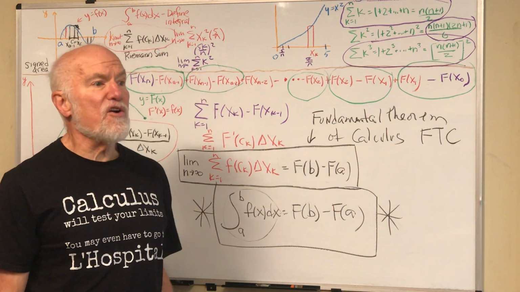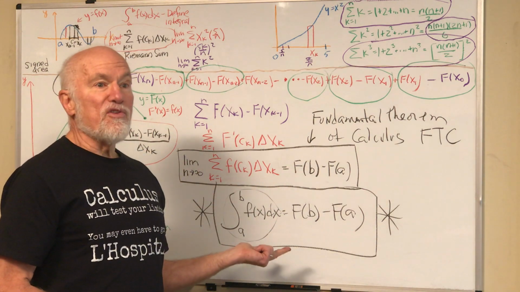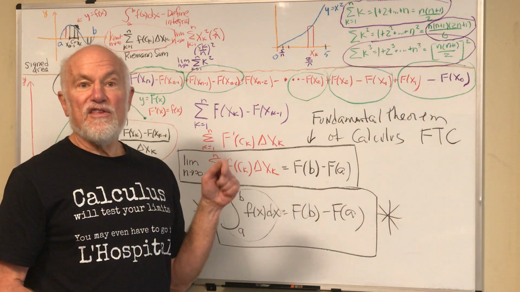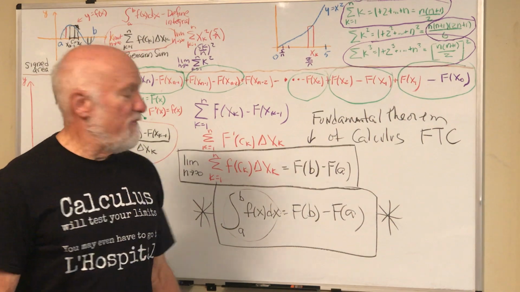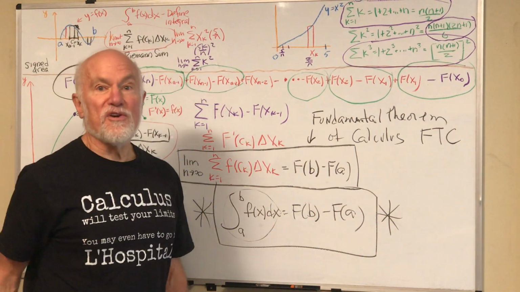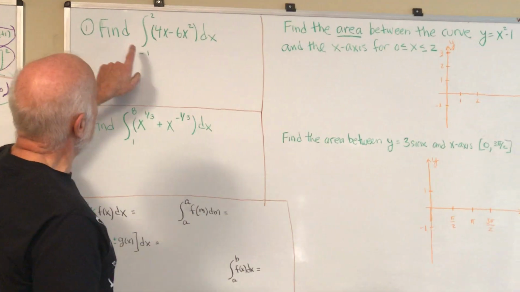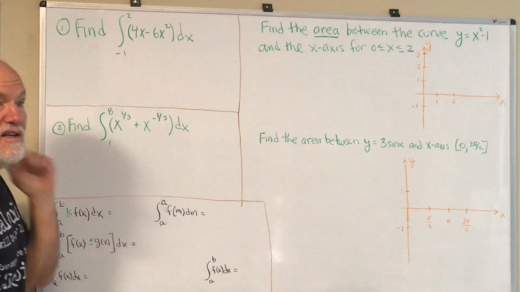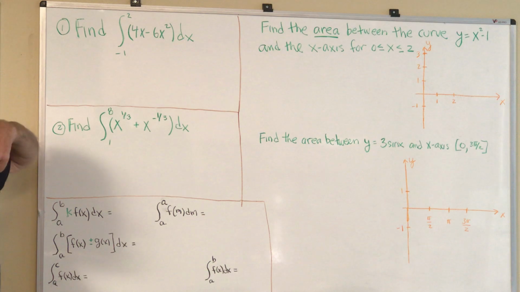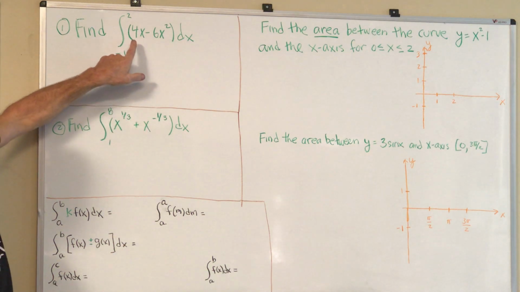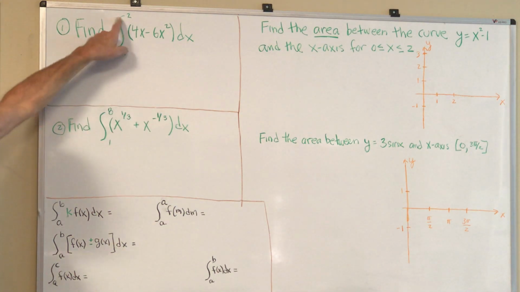So let's shift from here over to the other board. On the other board, we'll do a few examples where we use this fundamental theorem of calculus. Find some signed areas. Find what this definite integral is. So here's our first example. We're going to find this definite integral, which, just to get it in your mind, what are we finding when we do this? We're finding the signed area between this polynomial and the x-axis between -1 and 2.